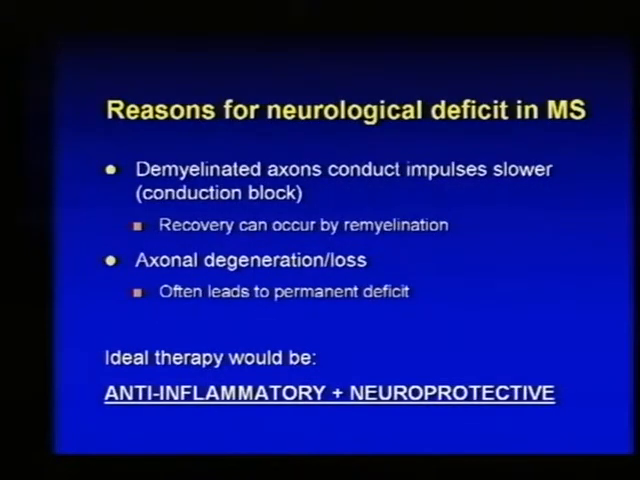So the ideal therapy in a disease such as multiple sclerosis, and this can apply to transverse myelitis, would be something that is anti-inflammatory or immunomodulating. For example, in transverse myelitis, intravenous steroids and plasmapheresis may be useful in getting rid of these inflammatory agents that attack the nervous system, but also have a neuroprotective component, so preventing these nerve fibers from degenerating and these neurons from dying.